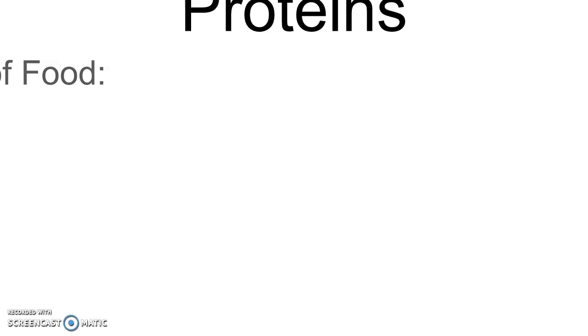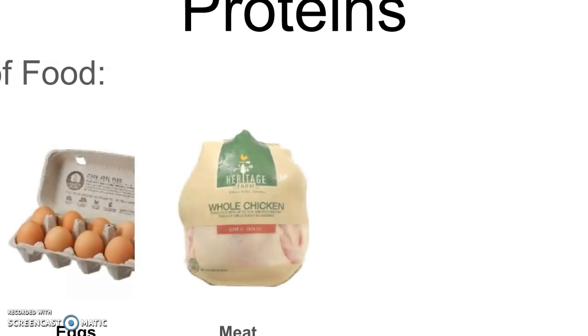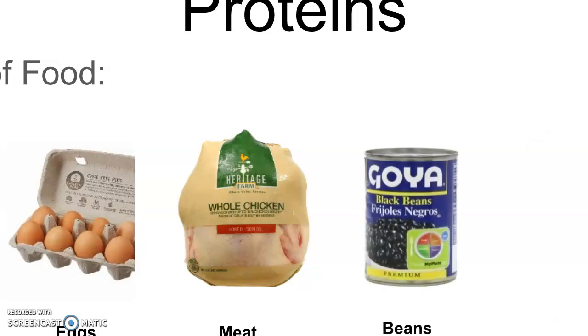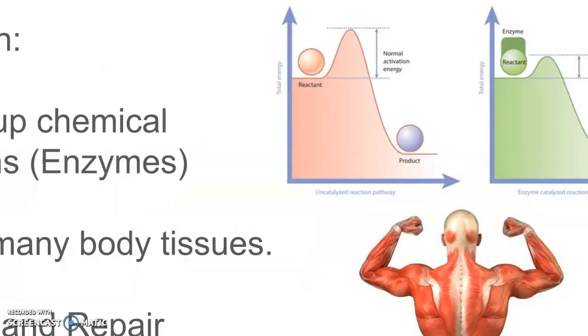Proteins, so your milk, eggs, meat, beans, and nuts. The function is going to be to speed up chemical reactions, called enzymes, which we'll go over. They're going to form many body tissues. They're going to build your body tissues, whether it's forming bones or muscle, and it's going to be for growth and repair.